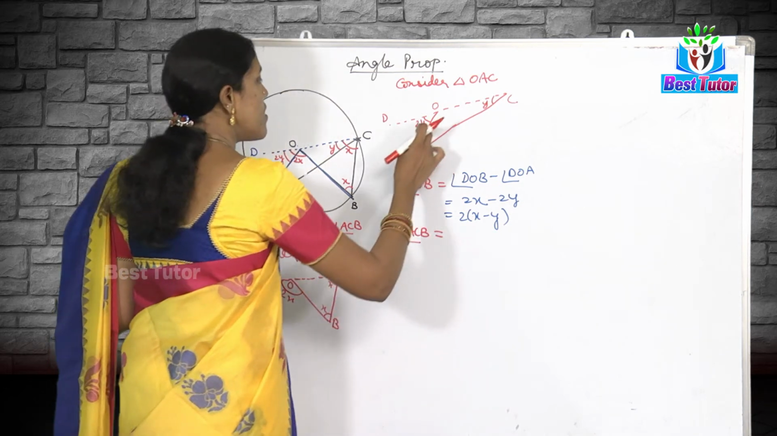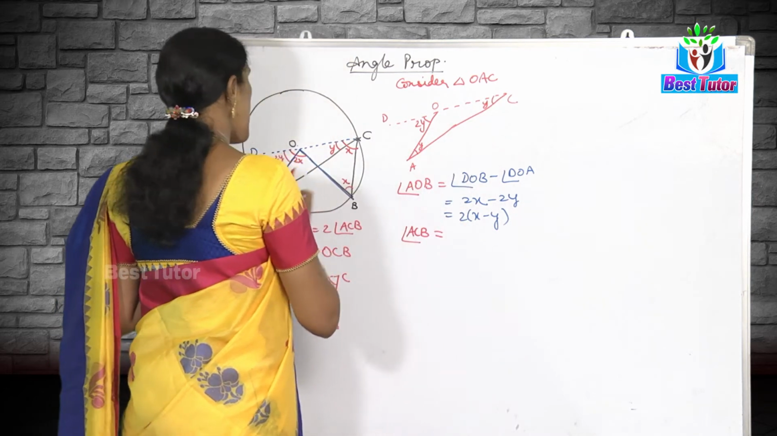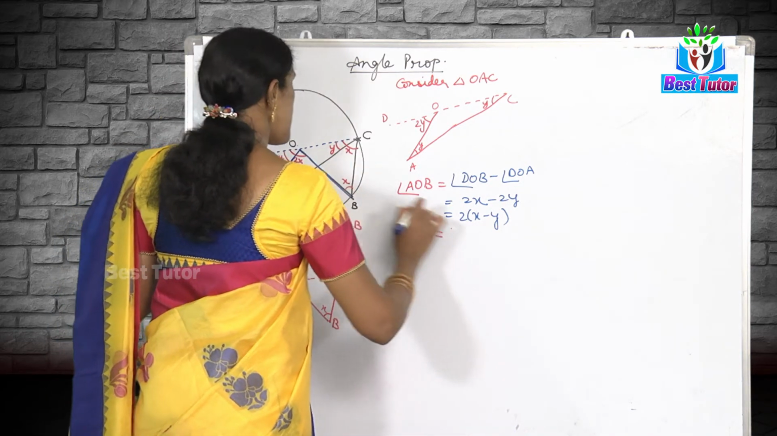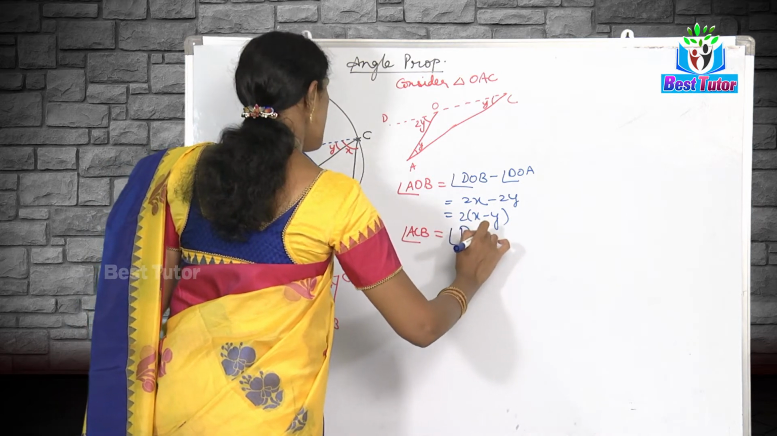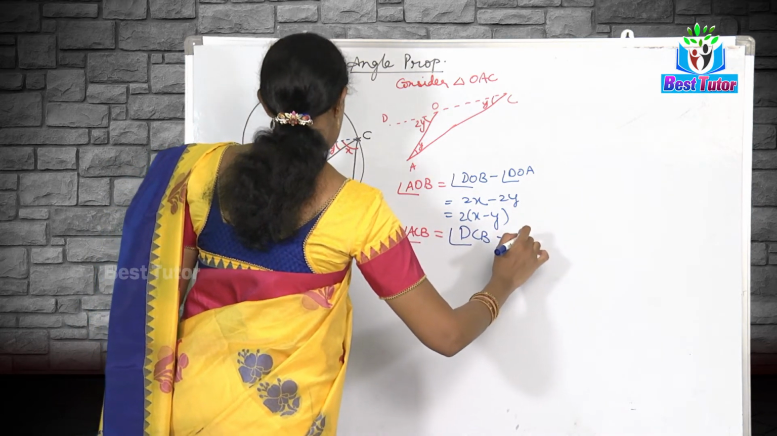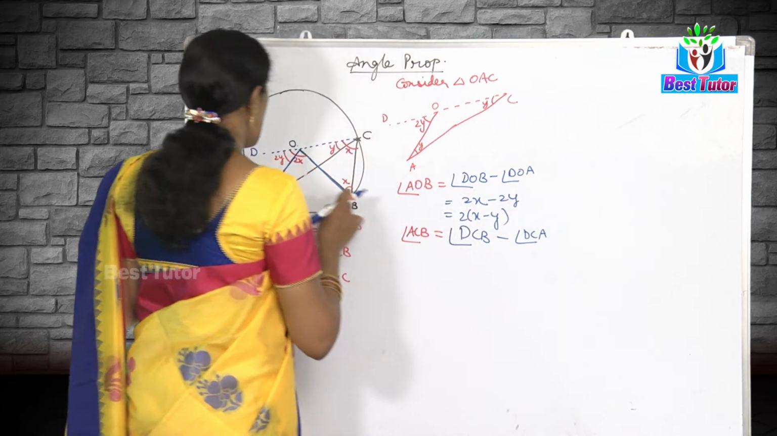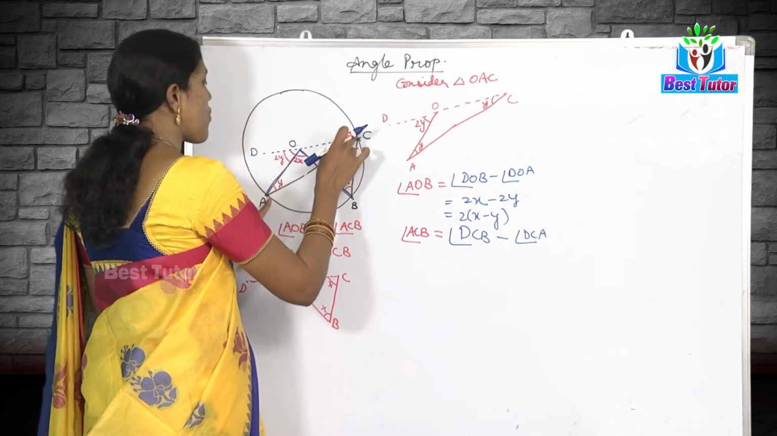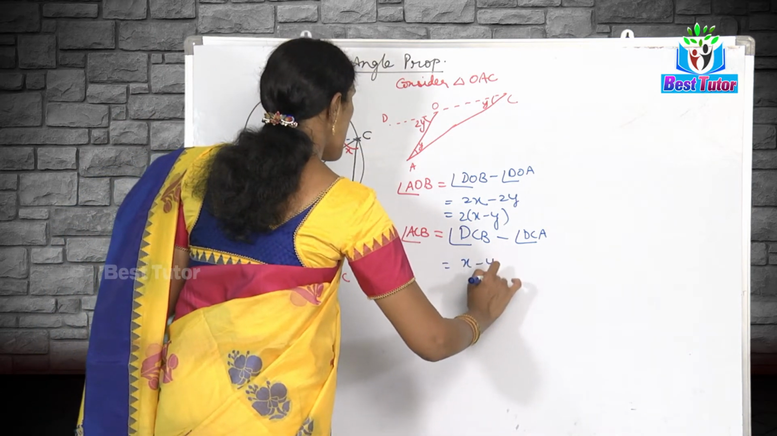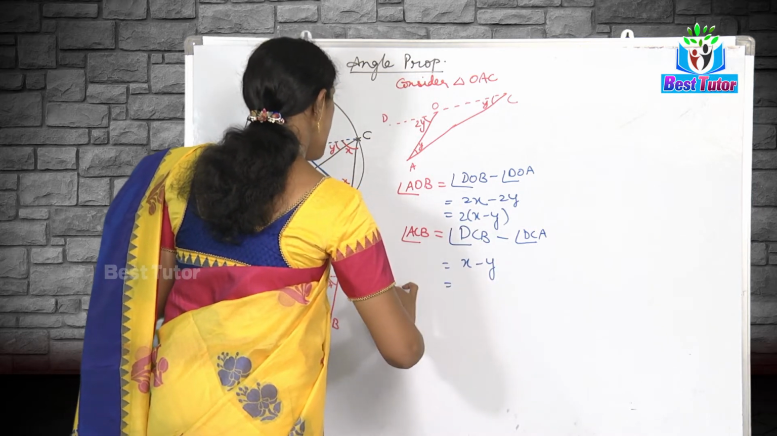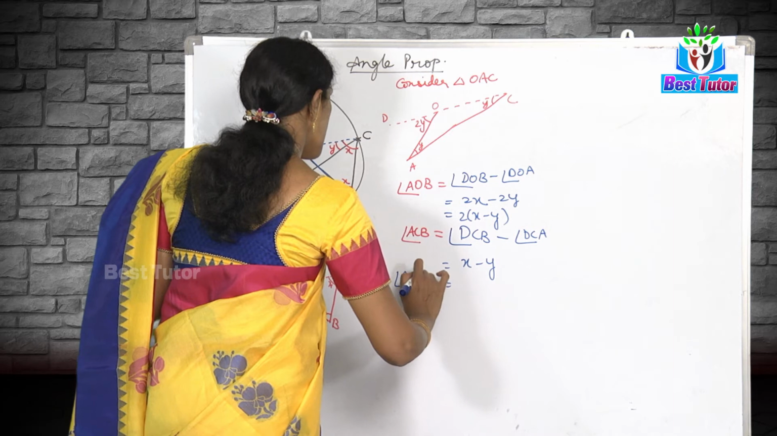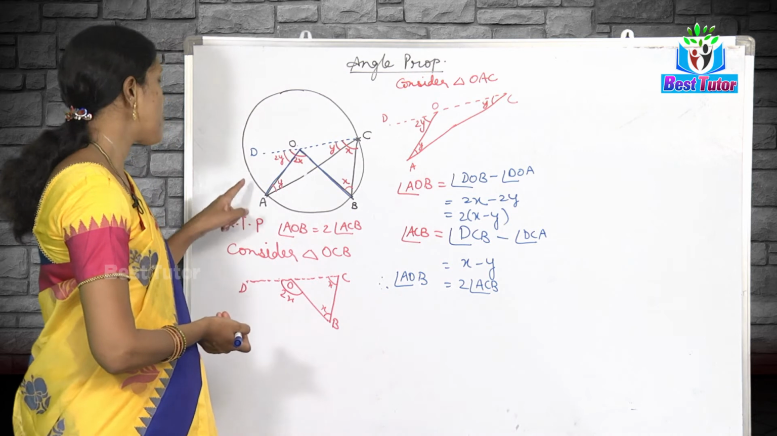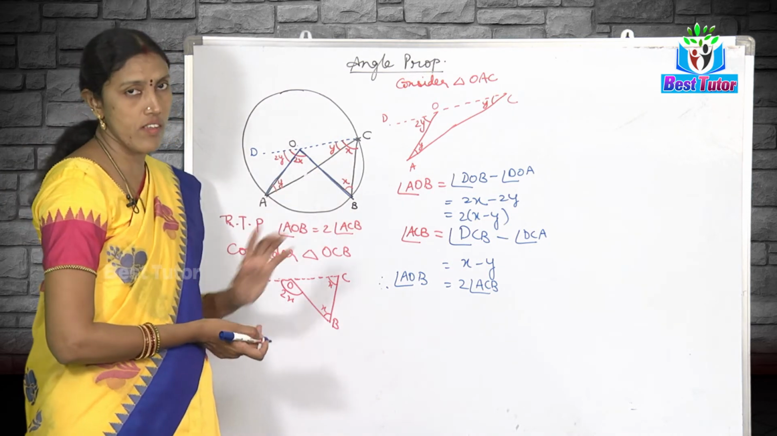Angle ACB. ACB, right. Angle ACB is nothing but angle DCB minus angle DCA. Observe carefully. Angle ACB is equal to this angle minus the smaller angle, that is nothing but x minus y. So, therefore, angle AOB is equal to 2 times angle ACB. Hence proved. We have proved that angle AOB is equal to 2 times angle ACB.